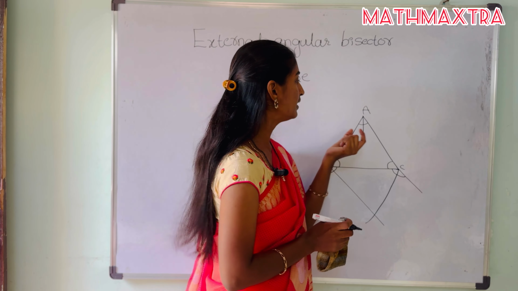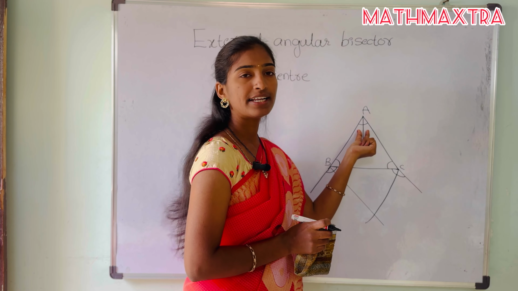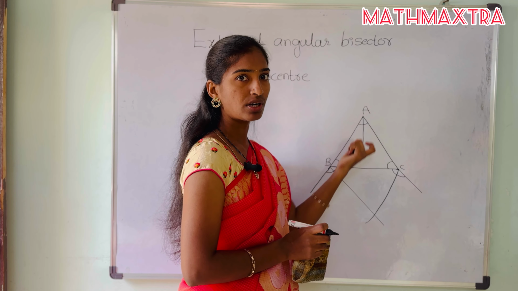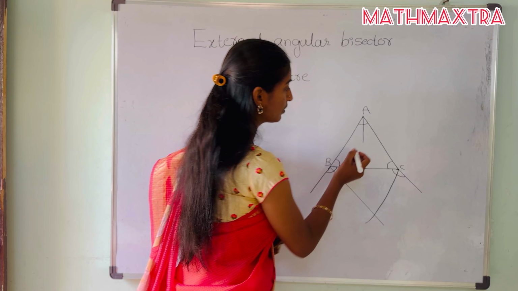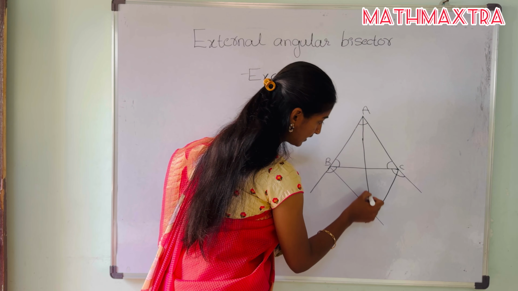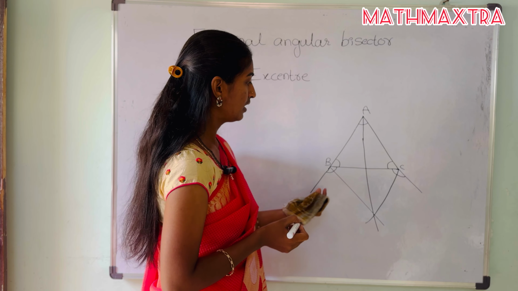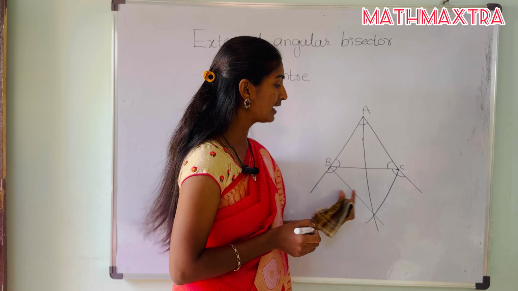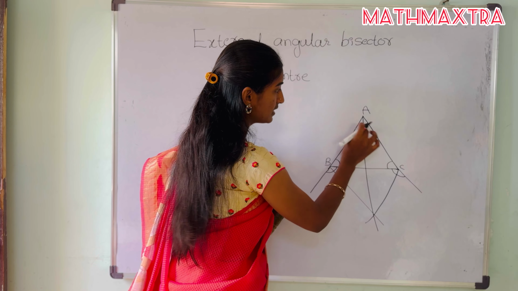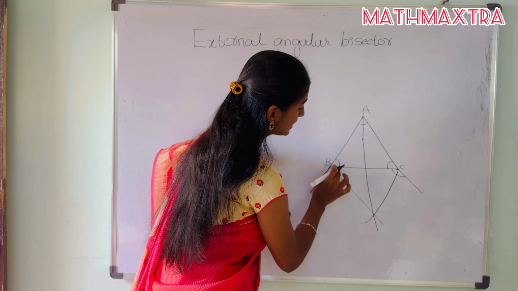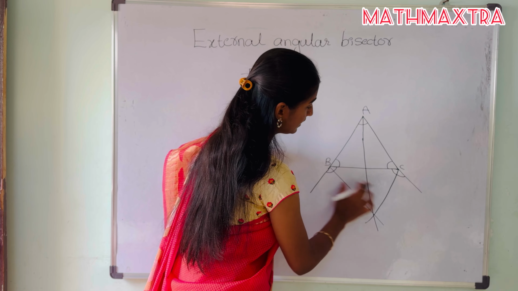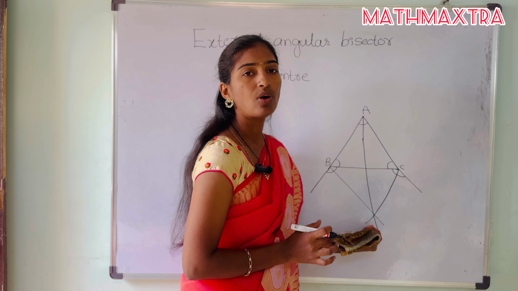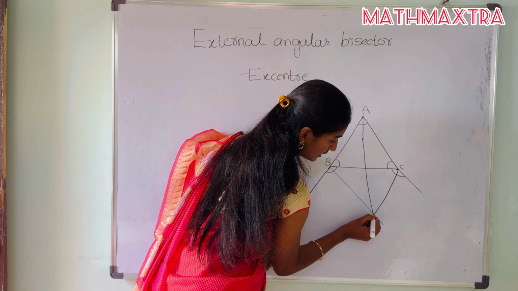Excentre is nothing but this: through one vertex we have to draw one internal angular bisector, and this is one internal angular bisector. And from the other two vertices, two external angular bisectors. So this is one internal angular bisector, and these from B and C are external angular bisectors. These three are concurrent at one point.